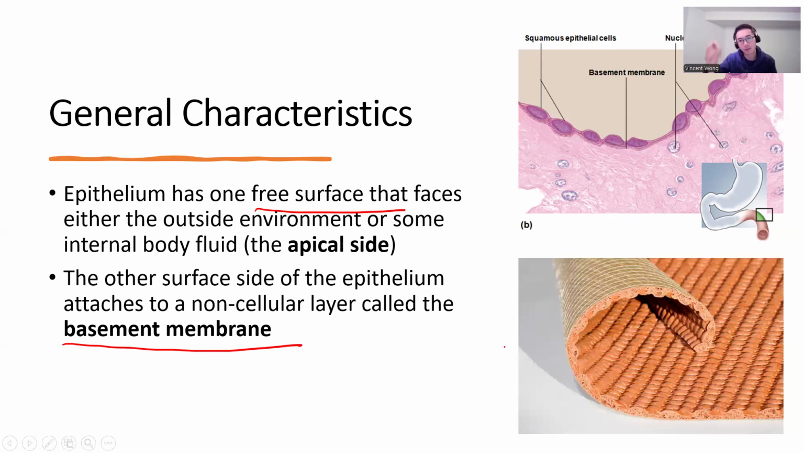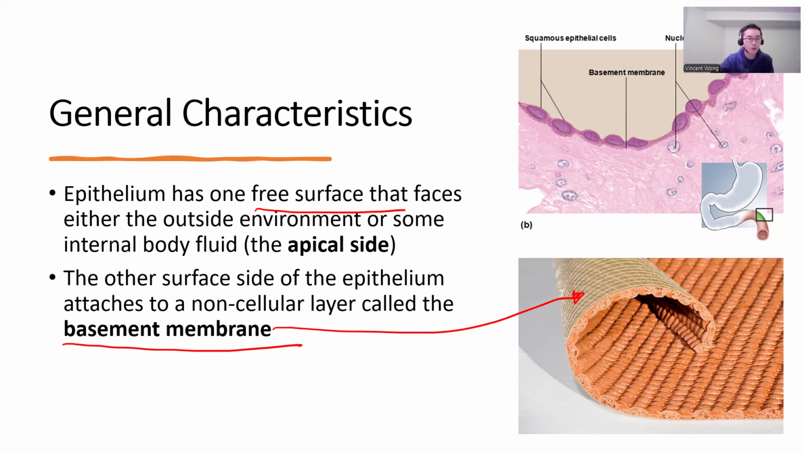The best way to visualize this is to think of a doormat, okay? The side you are stepping on, that's the apical side. And then if you flip it and look at the bottom of it, what's stitching all of these things together, like this gray beige looking structure here, that would be the basement membrane. Okay, so the exposed side is the apical side, and the underlying side is the basement membrane.